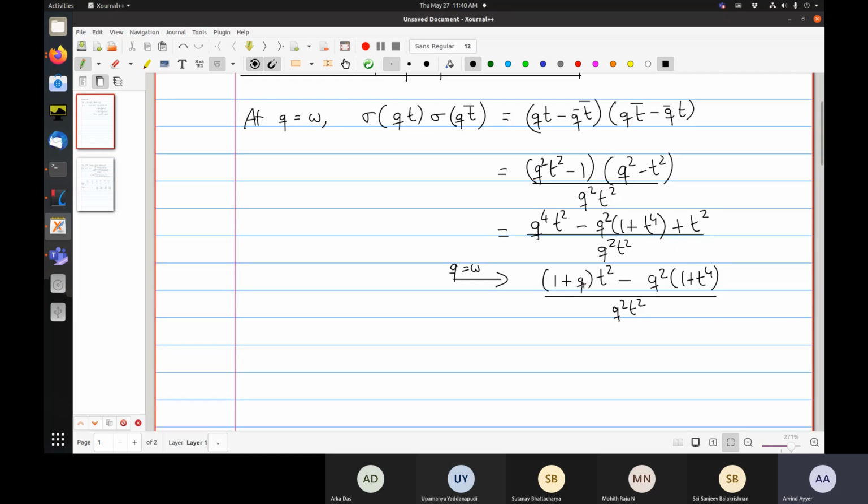And now we use the fact that 1 plus q squared, or 1 plus omega squared, is 0. So we put a minus q squared. So this is minus q squared 1 plus t squared plus t to the 4th divided by q squared t squared. So the q squared actually cancels, and so we get a fairly simple expression.